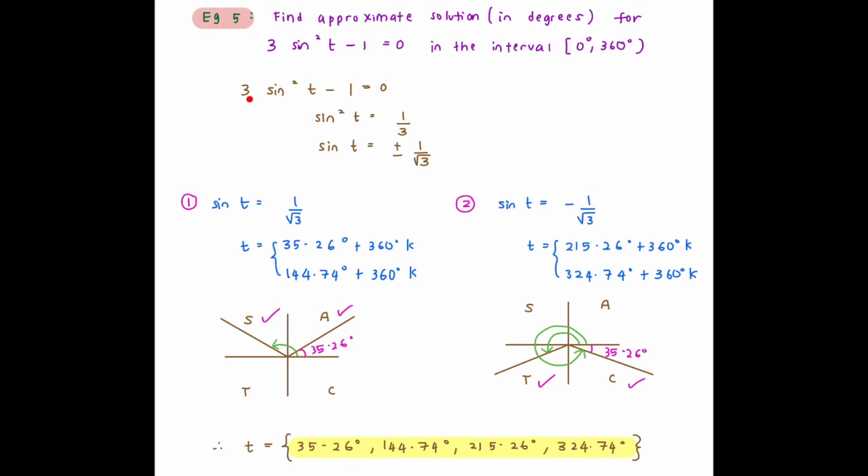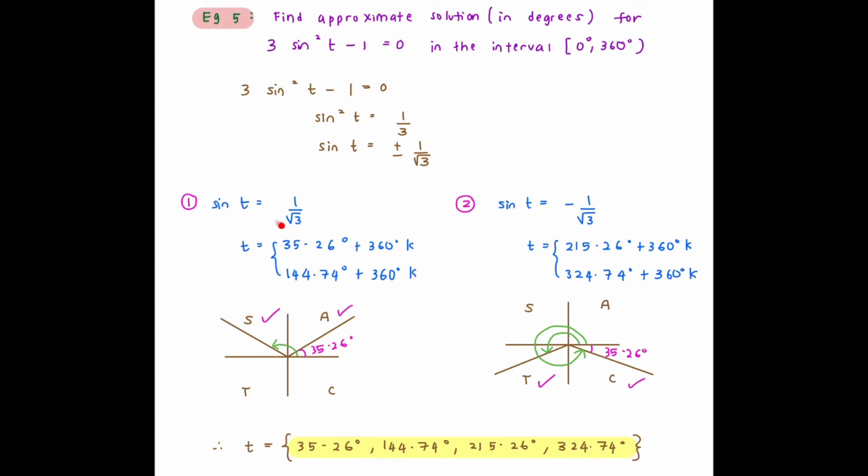So let's rewrite our question. This is 3 sine squared t minus 1 equal to 0. Let's solve for sine squared t. This is just equal to 1 over 3. And then let's find sine, which is plus minus 1 over square root 3. Since you have plus and minus value, let's solve it separately. The first one is for sine positive. The second one is for sine negative.